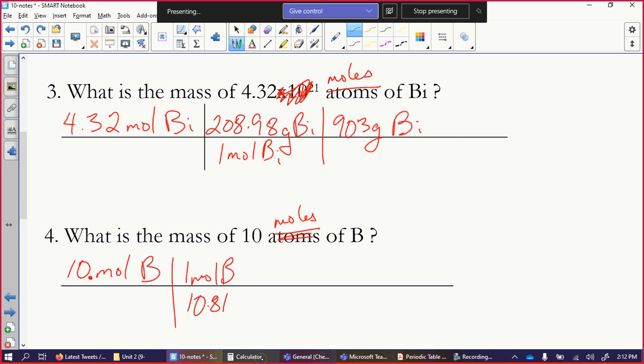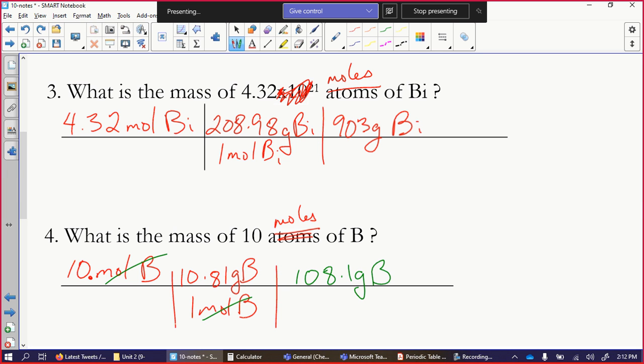10.81? I think it's 10.81. Yeah. And I've done that upside down because I had got distracted by a toddler. It's fundamentally all about units because you cancel them out. You are going to end up, this is going to be 108.1 grams boron. That technically has four significant figures. Rounded to the proper number would be like that.